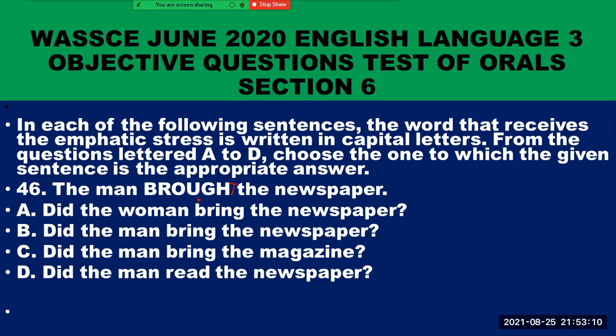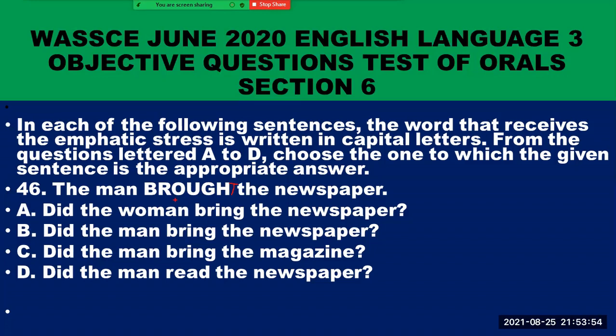All right. Another name for emphatic stress is contrastive stress. And why it is contrastive is that if we say the man BROUGHT the newspaper, it is because there is an opposing view, all right, that the man didn't bring the newspaper, either that he threw it away or that he forgot the newspaper. But definitely there's an opposing view that has to do with this action.